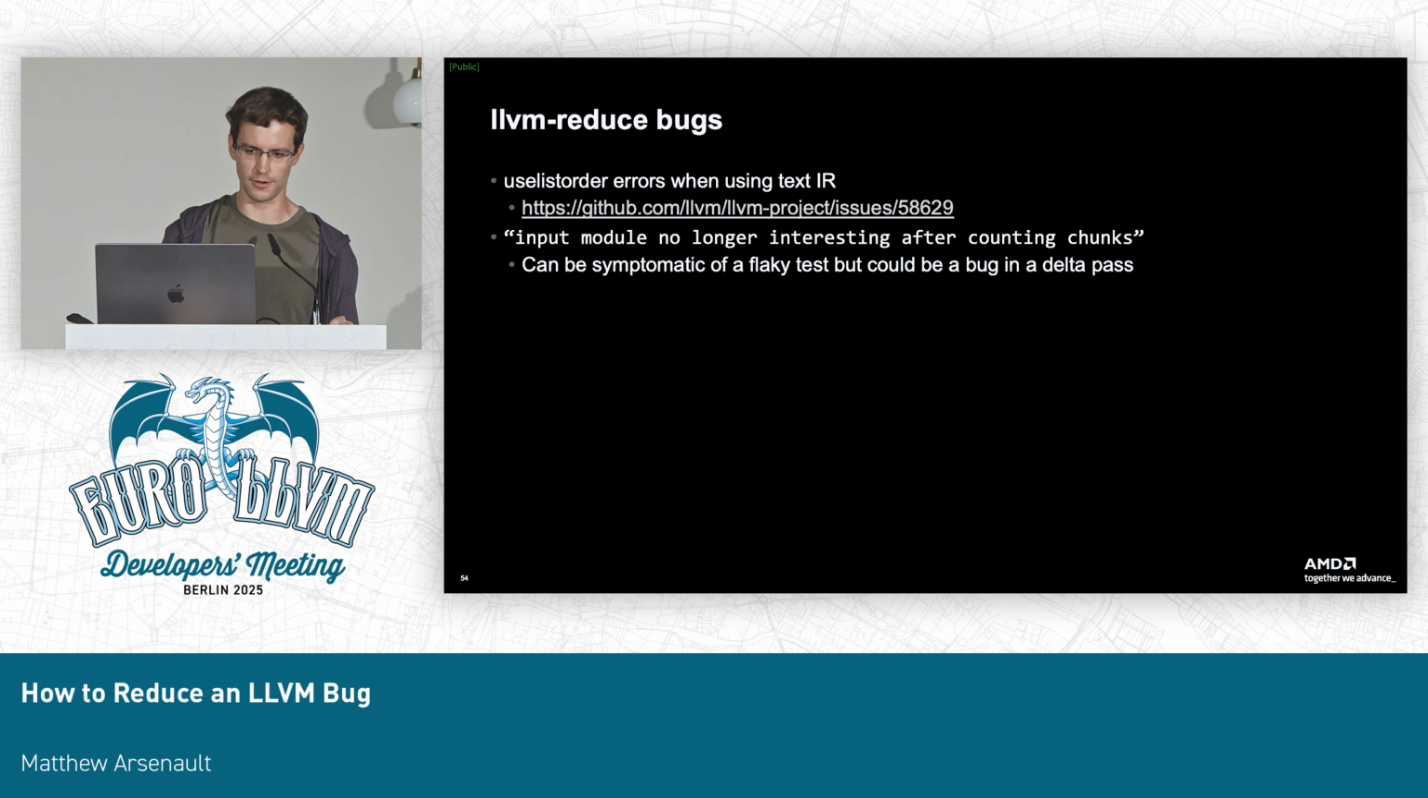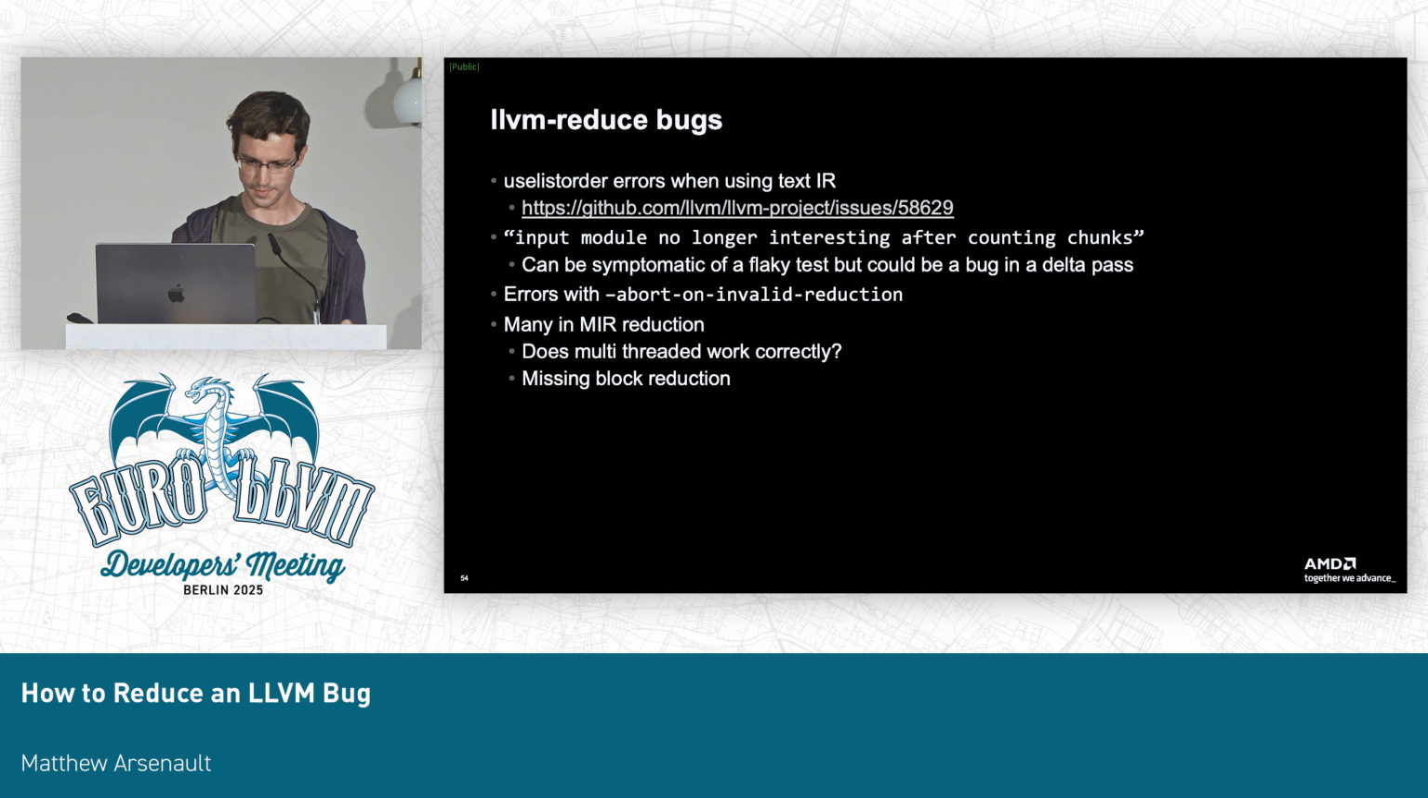There's also this error, it used to be an assert. I recently downgraded it to a warning, that the input module is no longer interesting after counting chunks. This could be an llvm-reduce bug, or it can be symptomatic of your flaky test case, as it will tell you. Also, anything that breaks with an abort on the input of reduction is interesting. I'm interested in any kind of cases that hit that.